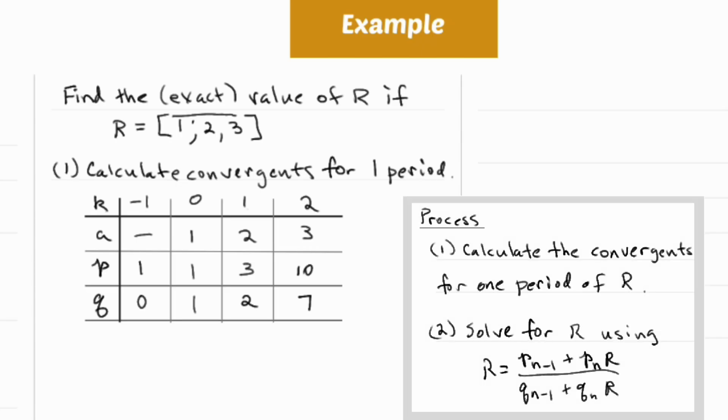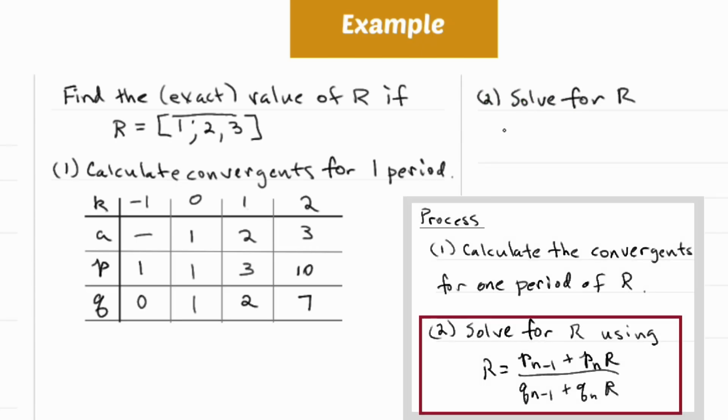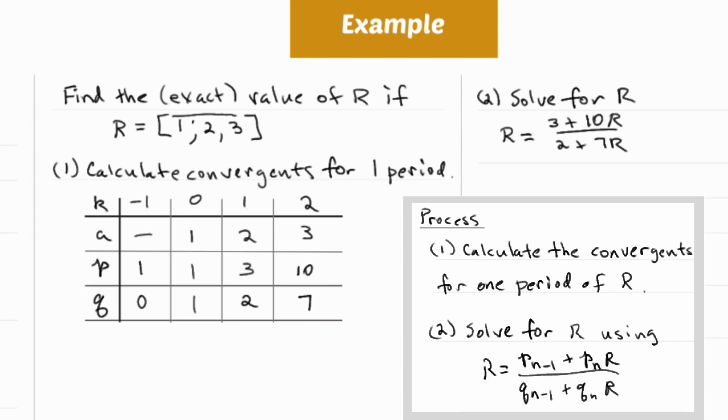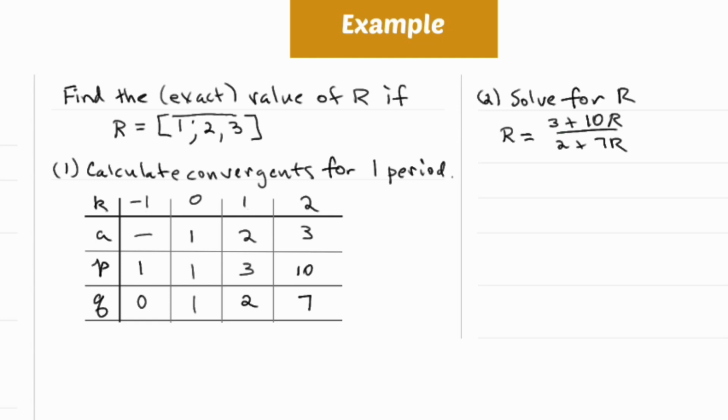We'll flash the process again. Now we calculate R using this equation. The numerator equals p sub n minus 1, which is 3, plus p sub n, which is 10, times R. The denominator equals q sub n minus 1, which is 2, plus q sub n, which is 7, times R. Hit pause and review that to make sure you see where the values come from. Now we need to do a bit of algebra to isolate R. First we'll multiply both sides by the denominator of the right-hand side, and we get 7 times R squared plus 2R equals 3 plus 10R. Bring all the terms to the left-hand side and set it equal to 0. Now we have 7 times R squared minus 8R minus 3 equals 0.